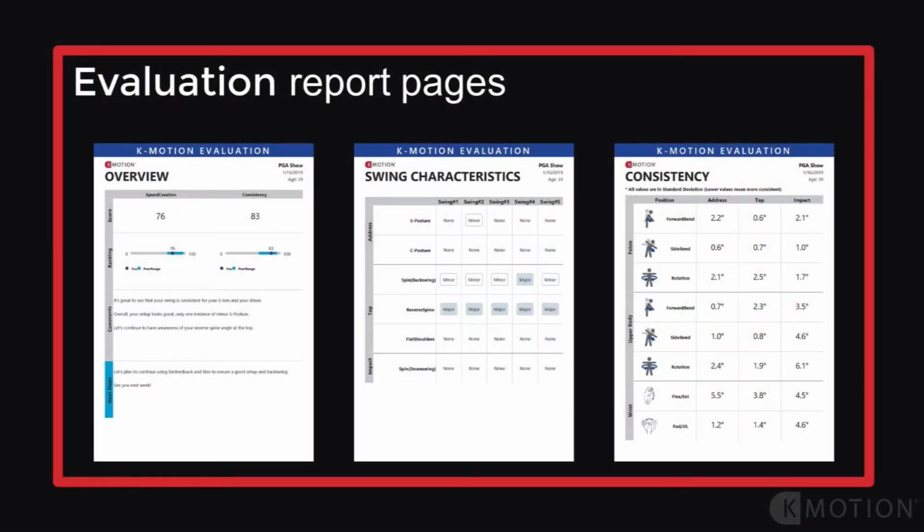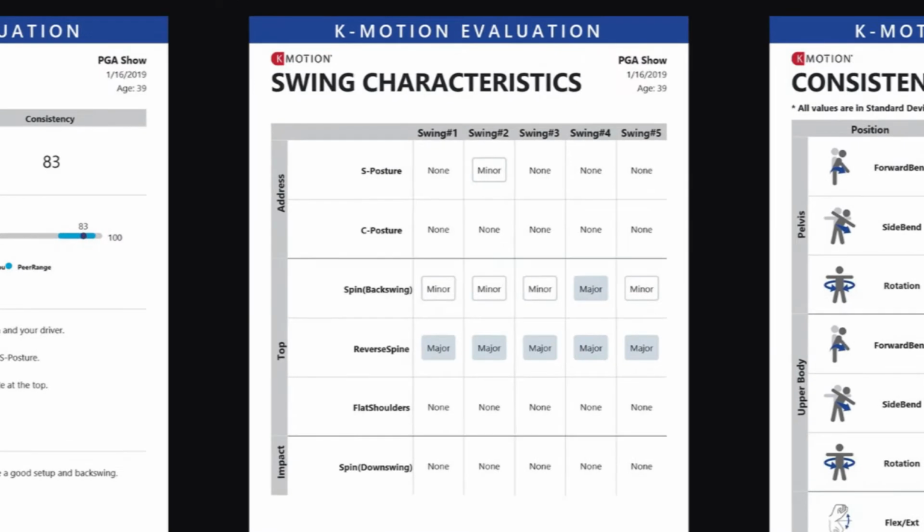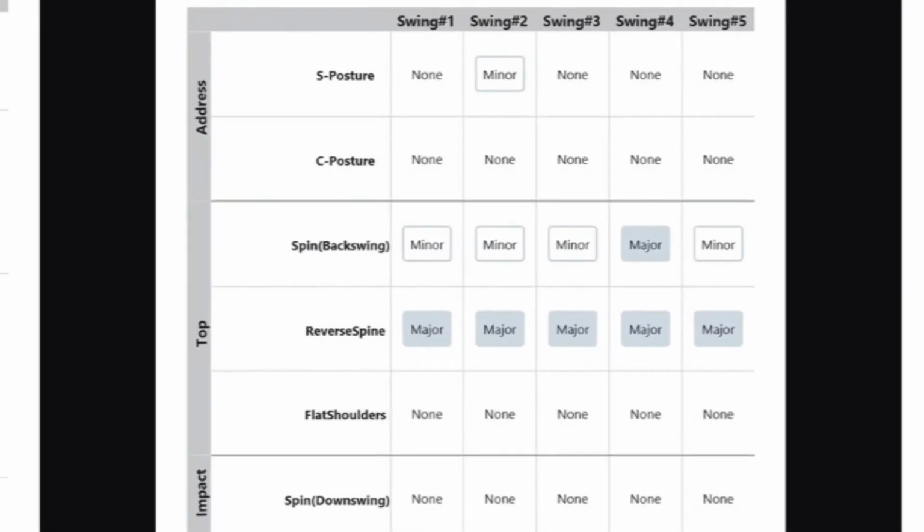I'll take the swing characteristics. So the next page, the second page of the report, is going to be the swing characteristics page in the middle there. You can see it'll show you 5 columns for the 5 swings for that particular club, and it will give you 6 swing characteristics. And then in the boxes, it'll tell you whether the swing characteristic was present at all, if it was minor, or just outside the range of that characteristic, or way outside the range for major.